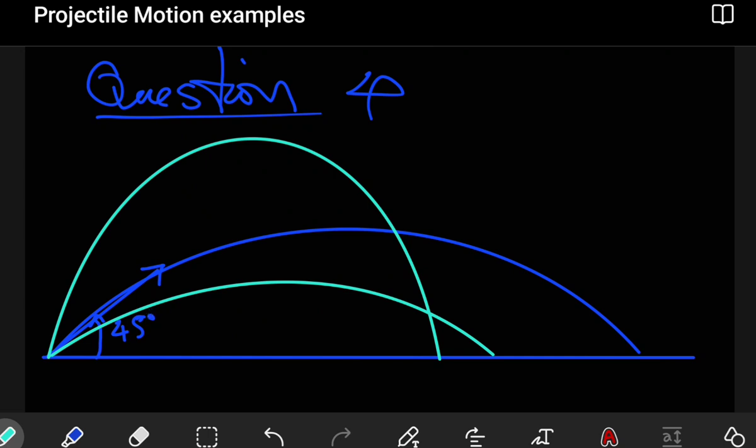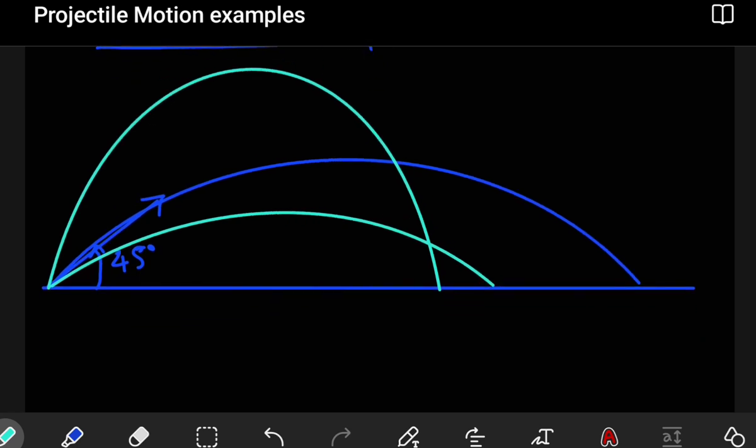For you to achieve the maximum range, with the same launch velocity, you must launch your projectile at 45 degrees. So with that in mind, I think we are better suited to answer the question now.